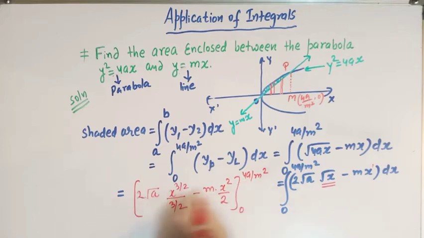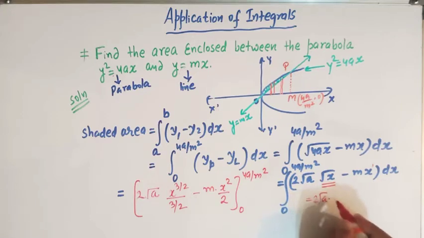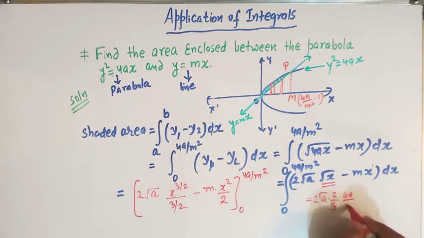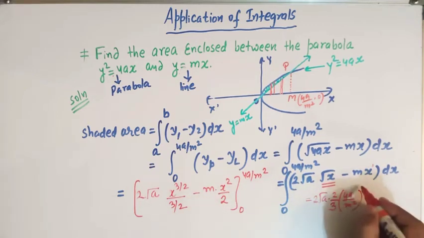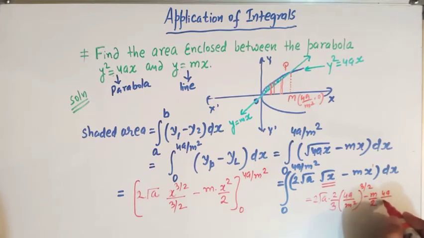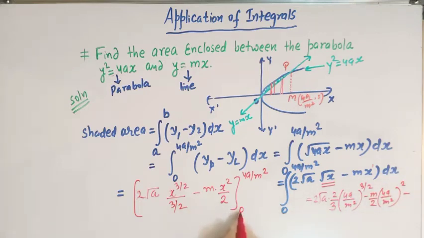Now we'll calculate it. First we substitute this value of x. So we have 2 square root a times 2 by 3, and for x we can write 4a by m square raised to 3 by 2, minus m by 2, and for x square we have 4a by m square whole square, and then we will substitute 0. So here we have 0, here we have 0, so in all we have 0, right?